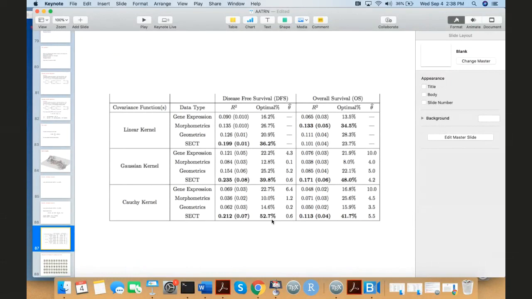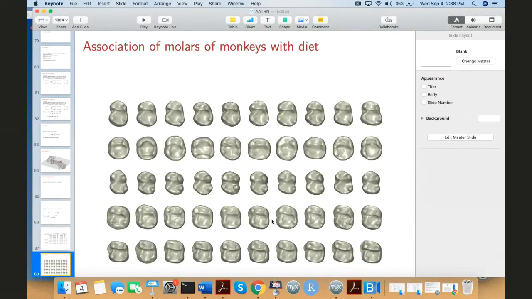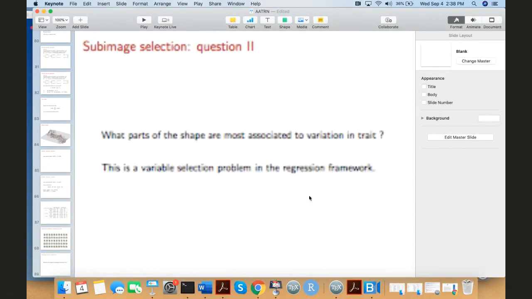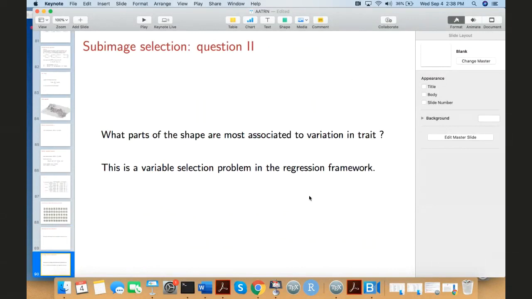Okay, so there's a second question, and the second question is, can you tell me what parts of the shapes are most different between, let's say, two classes? We could go back in the tumor, saying people who lived long versus didn't live long. What subparts of the glioblastomas are the most different? And we're going to explore this in molars because we understand molars.